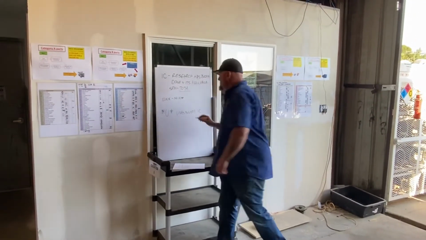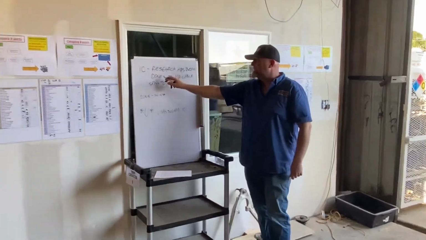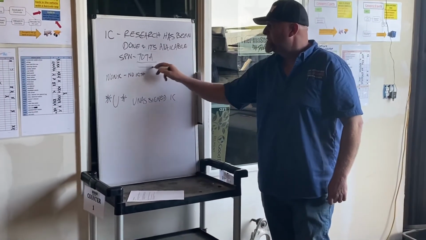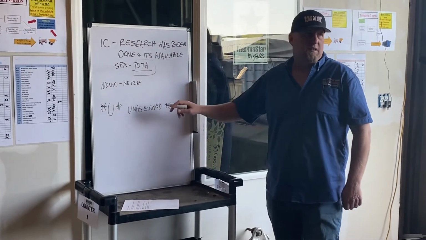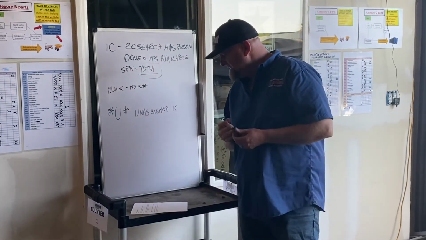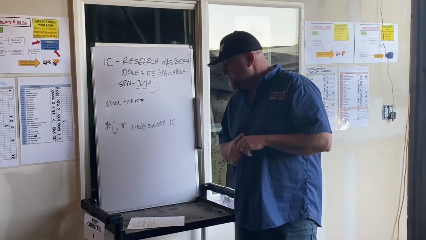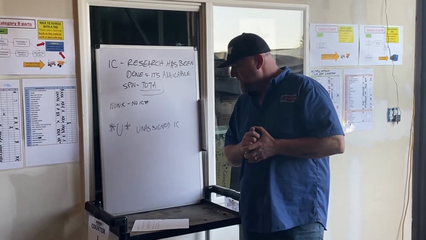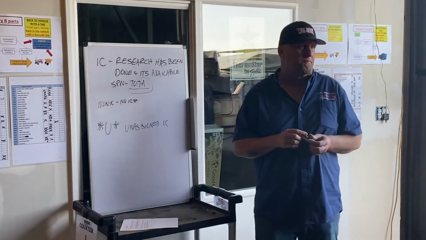interchange. That's what star U star stands for. So it has an interchange, but the number hasn't been chosen. That's what star U star means. There is an interchange number. As of right now, it is unassigned because the research for the compatibility for that part has not been done.